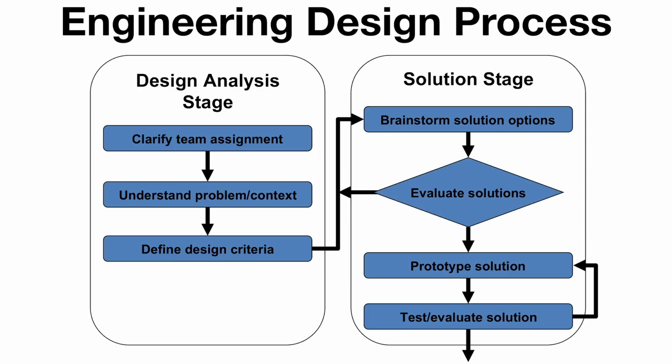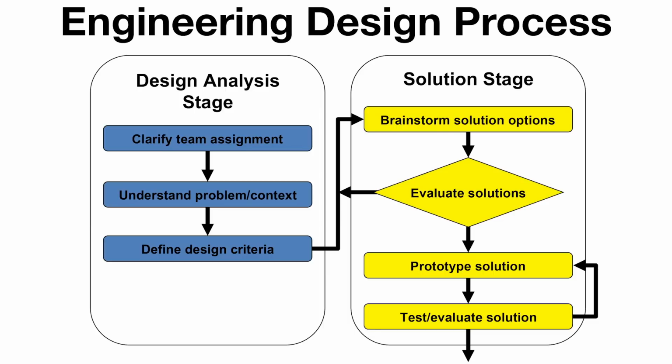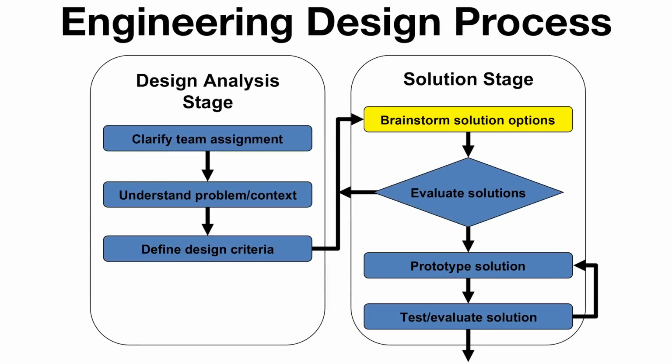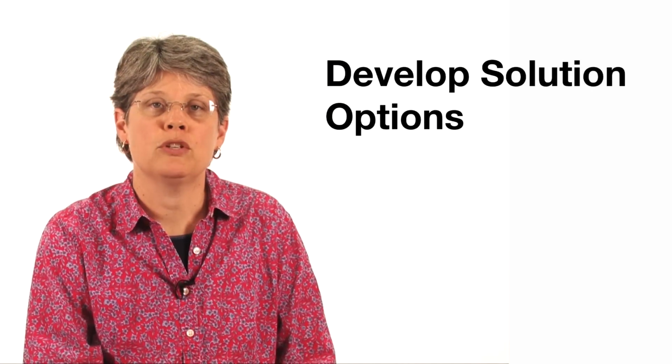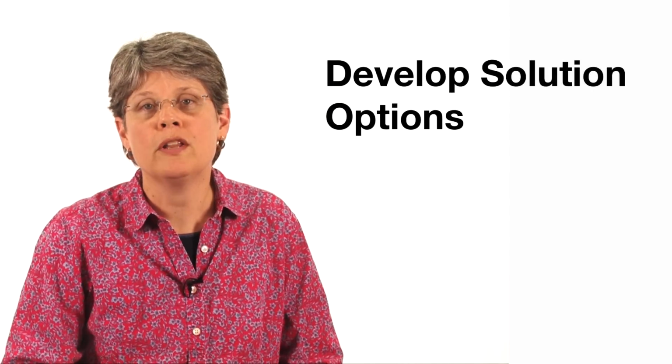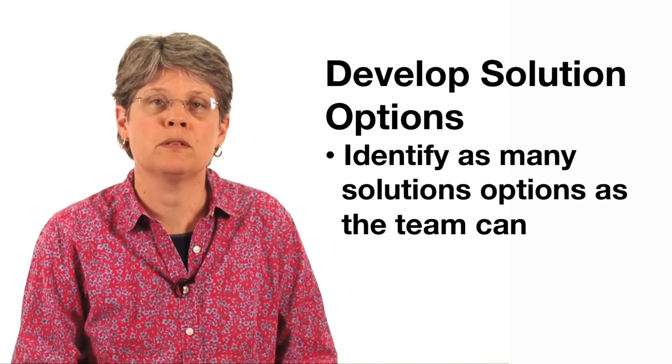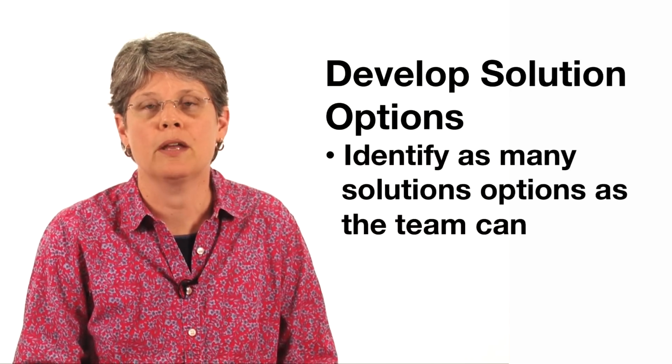The right-hand side of this engineering design process chart is the solution stage. This is the time when finally teams begin to think of candidate solutions. By doing a good job in the design analysis stage, the team is prepared with the appropriate knowledge and ready to tackle this challenge. The first step in the solution stage is to develop solution options. This is where the team begins to brainstorm options. The goal in this step is to identify as many possible solution options as the team can.